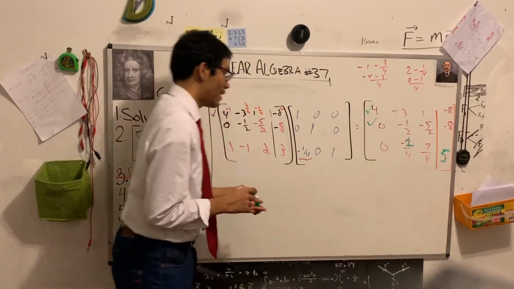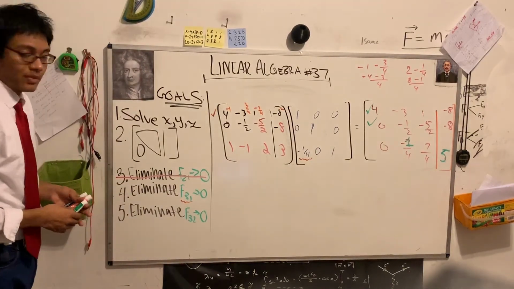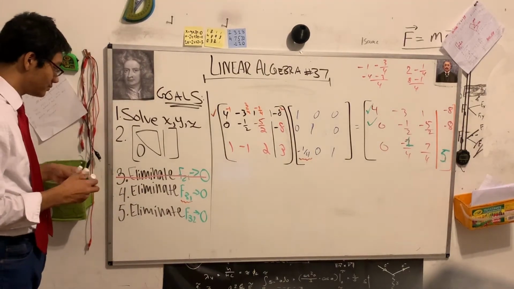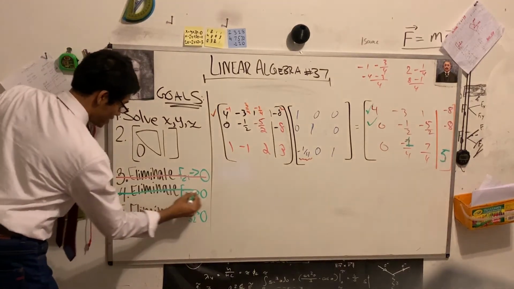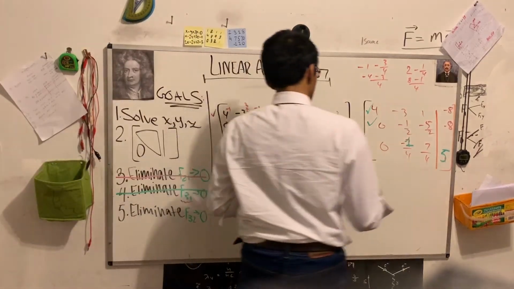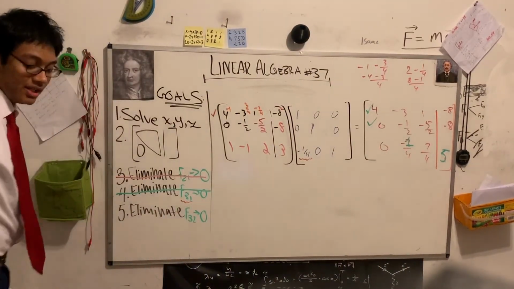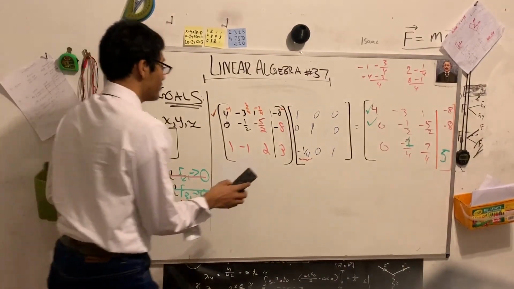But otherwise, has Alex completed another goal? Yeah. And what goal did we have to do? F31. So we've just accomplished goal 4. So now what we have to do is accomplish the final goal, which is eliminate F32.